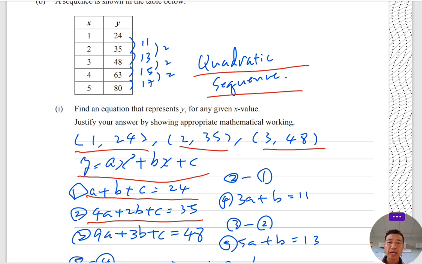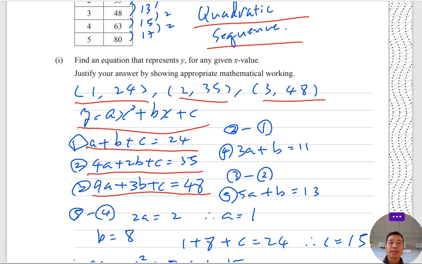So 2 squared is 4a plus 2b plus c must be 35. And respectively, equation number 3. And then I did 2 take away 1 gives me 3a plus b equals 11. So it's solving simultaneous equations, 3 by 3. So to solve 3 by 3 simultaneous equations, you have to make a 2 by 2 first, and then hence you find a and b, and then c, all right? So I numbered the 3a plus b equals 11 to be equation number 4. And 3 take away 2 gives me 5a plus b equals 13, equation number 5.